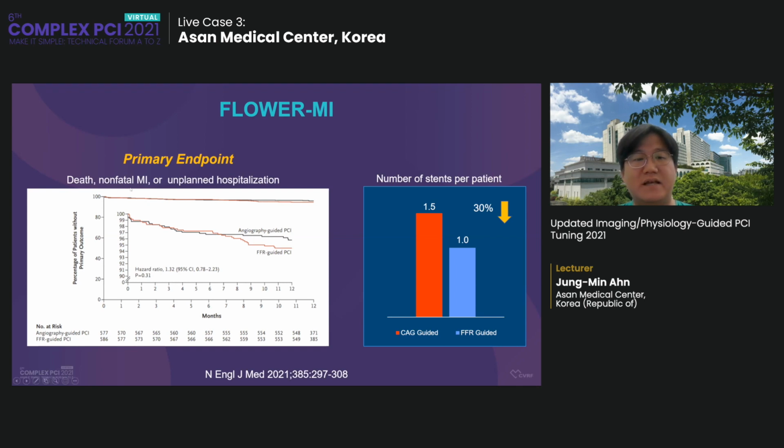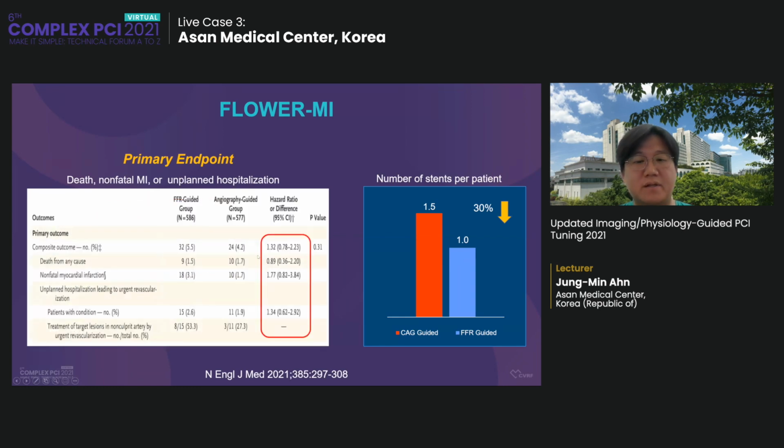The primary endpoint was death, MI, unplanned revascularization. At 1 year, there was no difference in the primary endpoint, but for the individual endpoints, particularly non-fatal MI and unplanned hospitalization, the rate was numerically a little higher in the FFR-guided group. But I think this is a secondary endpoint, and it should be used for hypothesis generation. More importantly, there was no difference in death, even though the number was reduced by 30% in the FFR-guided group. So there is no difference in the primary endpoint, but we can use fewer stents per patient. This is my interpretation of the FLOWER-MI trial.